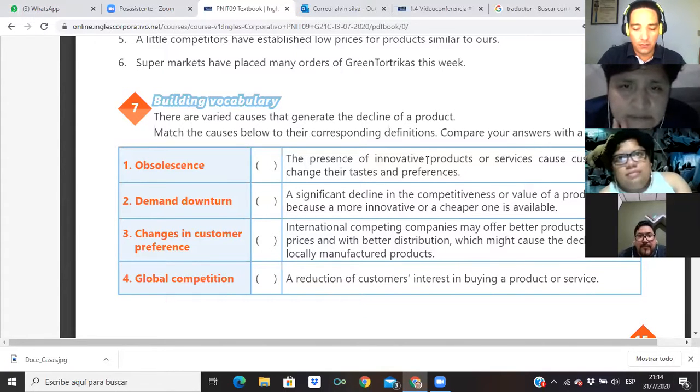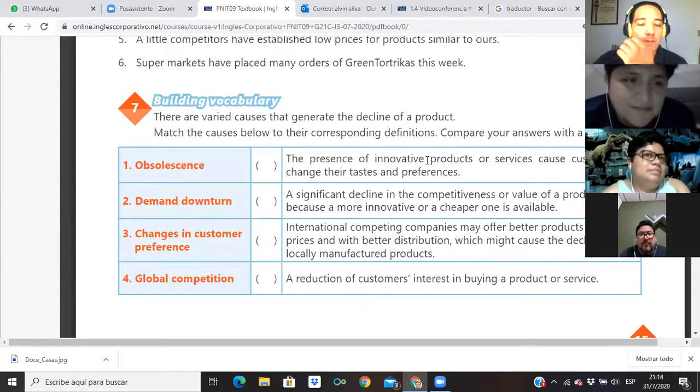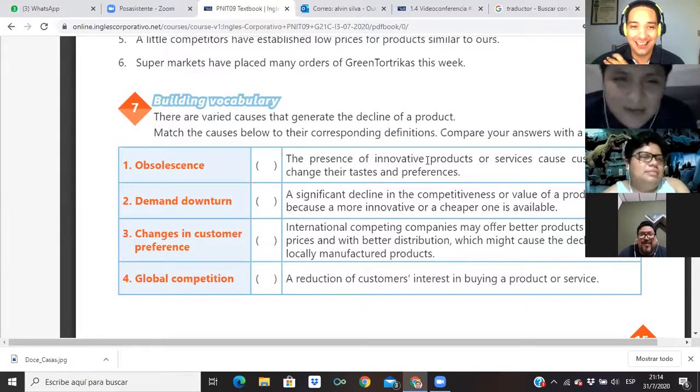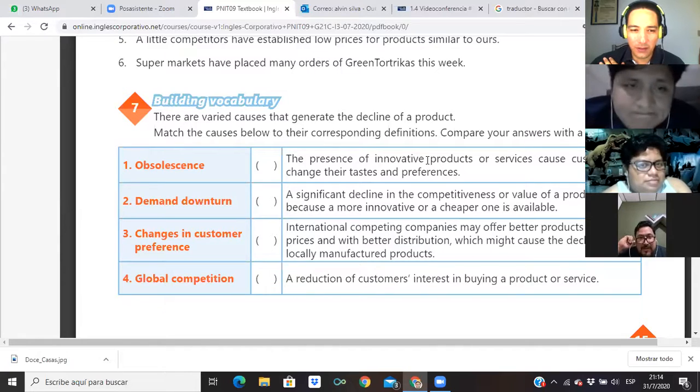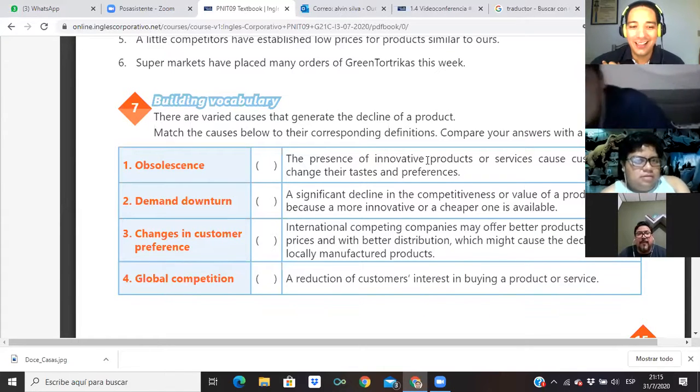The answer: the presence of innovative products or services causes customers to change their tastes and preference. Very good. Okay, so what is that? Changes in customer preference? Number three, where does number three go? The number three on the left goes with the number one on the right. Okay, the first parenthesis. Very good job.